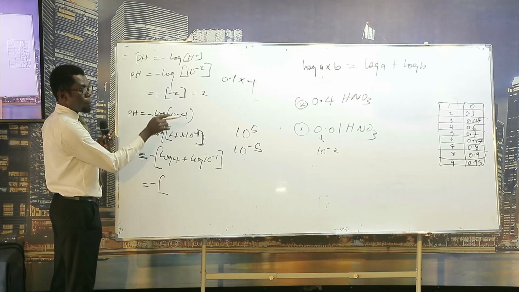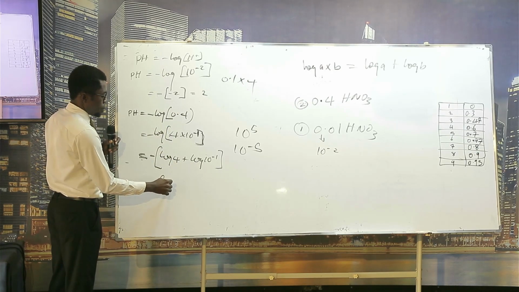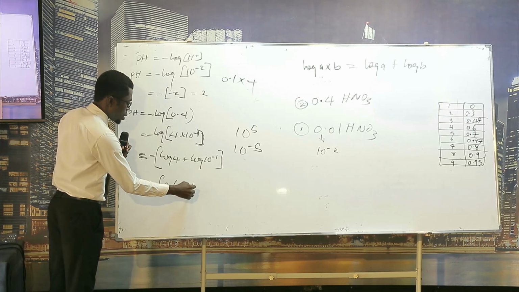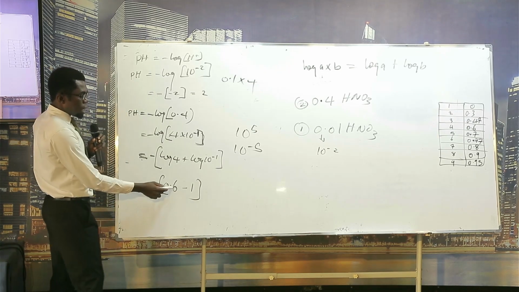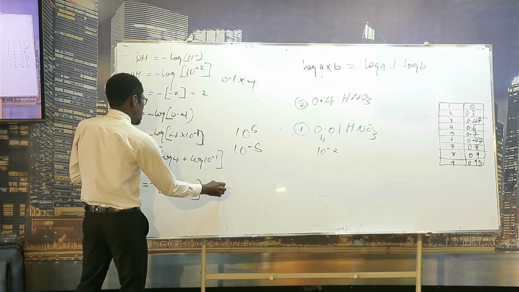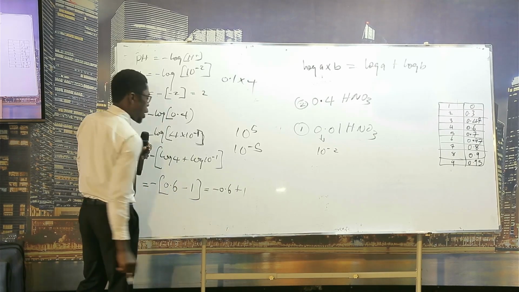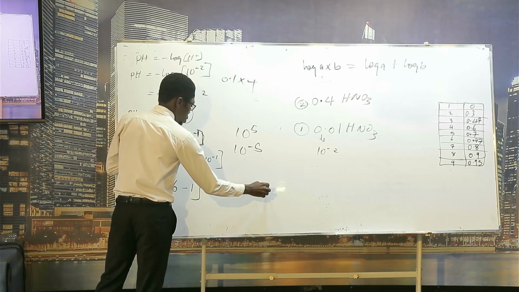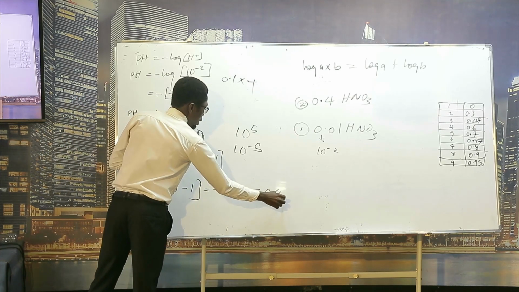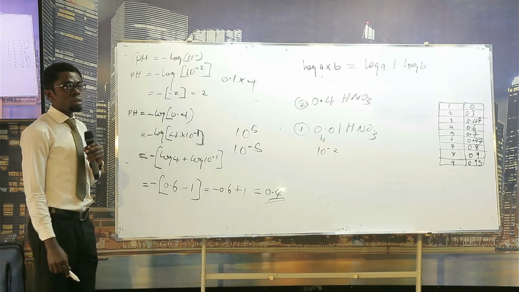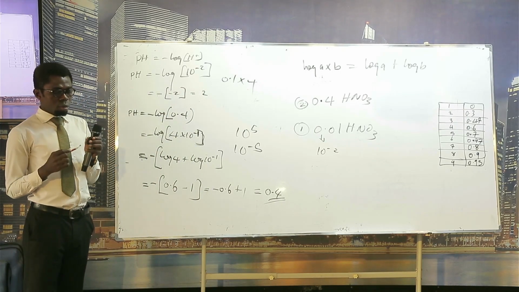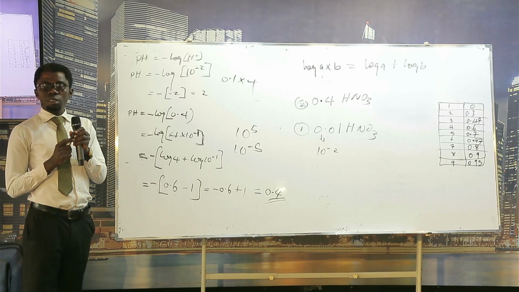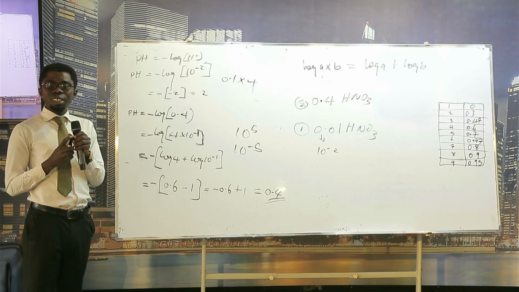What is log 4? What is log this one? Minus 1, thank you. When you open the bracket, what do you have? Minus 0.6 plus what? 1. Finally, you have what? 0.4. That is the pH. Very strong acid. Very what? Strong acid. As strong as the one that is in your stomach.